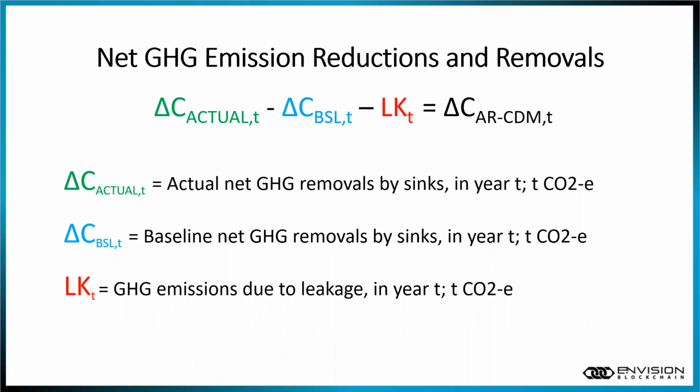And in addition to the net GHG reductions and removals, we also account for this leakage. So leakage refers to any unintended release or increase in GHG emissions outside of the project boundary. We subtract this leakage from the calculated net GHG reductions and removals. And by following this equation, we can accurately evaluate the overall net impact of the project.